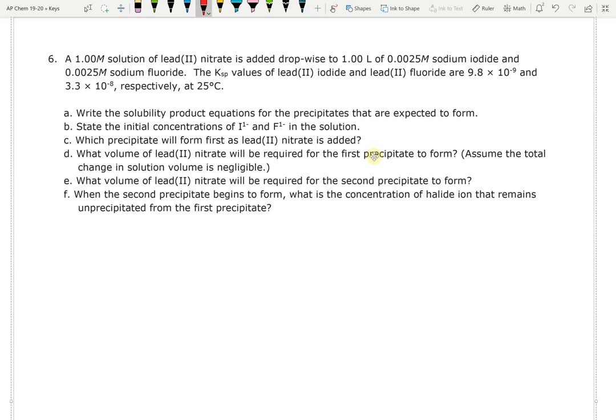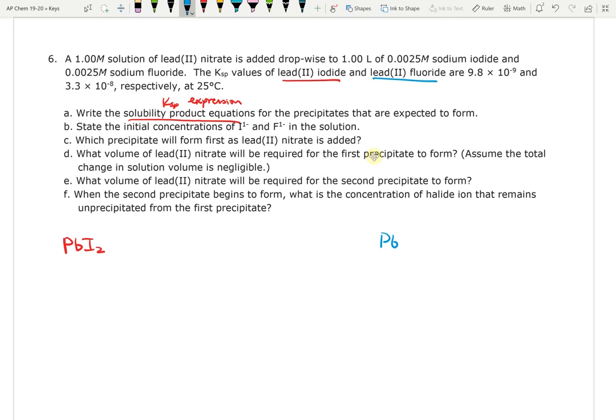So 6 is along the lines of 5. The question's asking us first to write the solubility product equations, which is simply the KSP expression. So for each of our two salts, we want to come up with the KSP expression, keeping in mind a few details there. Well, first of all, what are our two salts? We've got lead iodide here, and we've got lead fluoride. So I'll write those in different colors just to highlight the differences. Lead iodide, and then our lead fluoride over here.